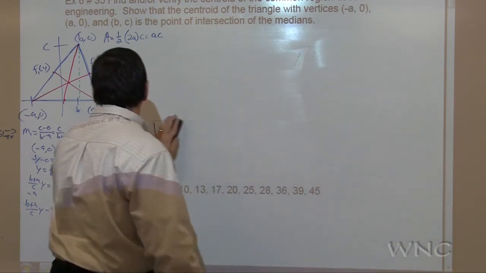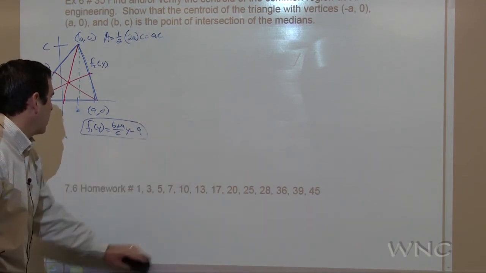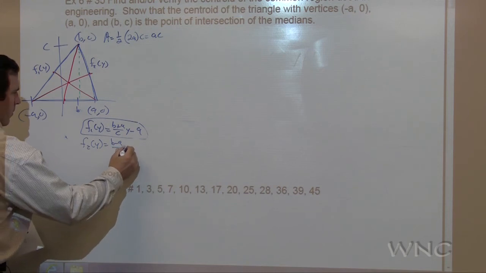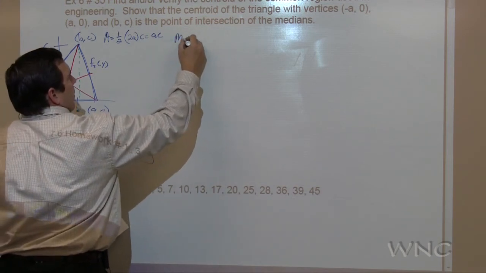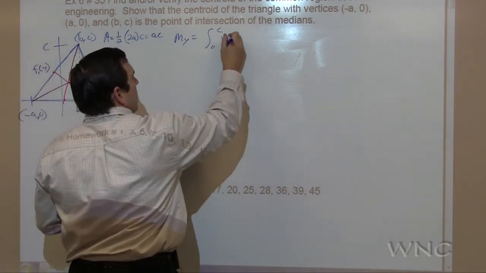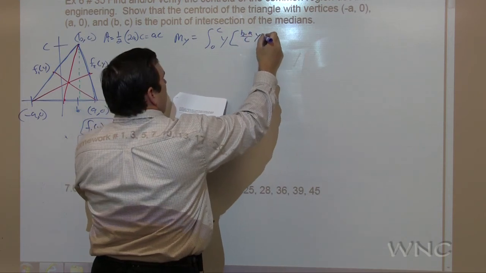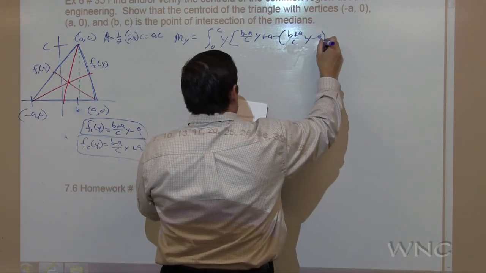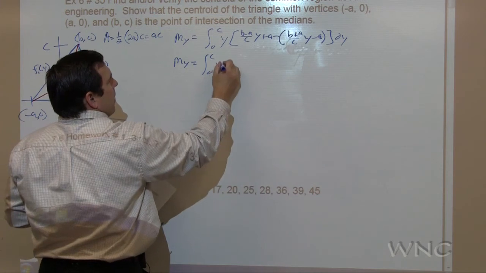Okay, on to MY. Shouldn't have erased that. Okay, now MY is going to be the integral from 0 to C of Y times, we have our B minus A over C times Y plus A minus B plus A over C times Y minus A dy. So MY is going to be the integral from 0 to C of Y times what?